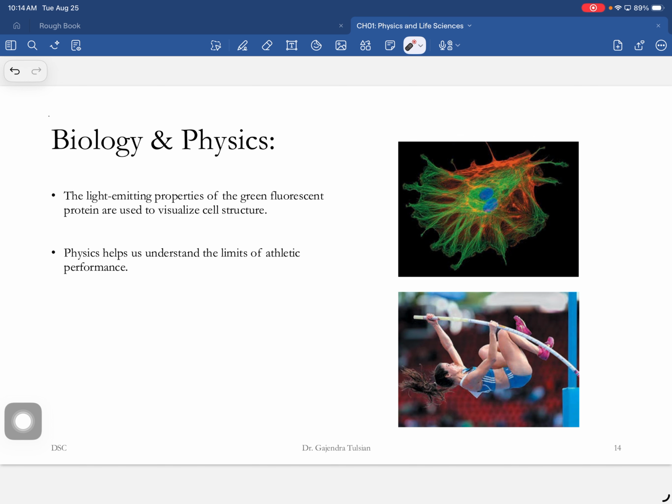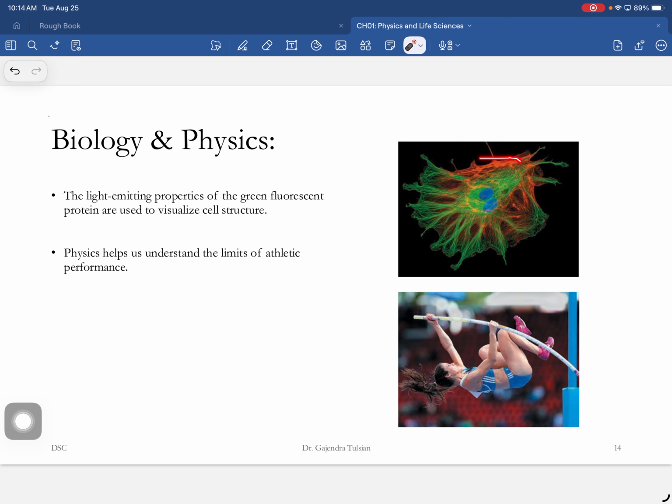Okay. Have you guys heard of fluorescent proteins? They have different colors. So this is a green fluorescent protein. The person who invented that won the Nobel Prize. Anyway, now they're different colors.